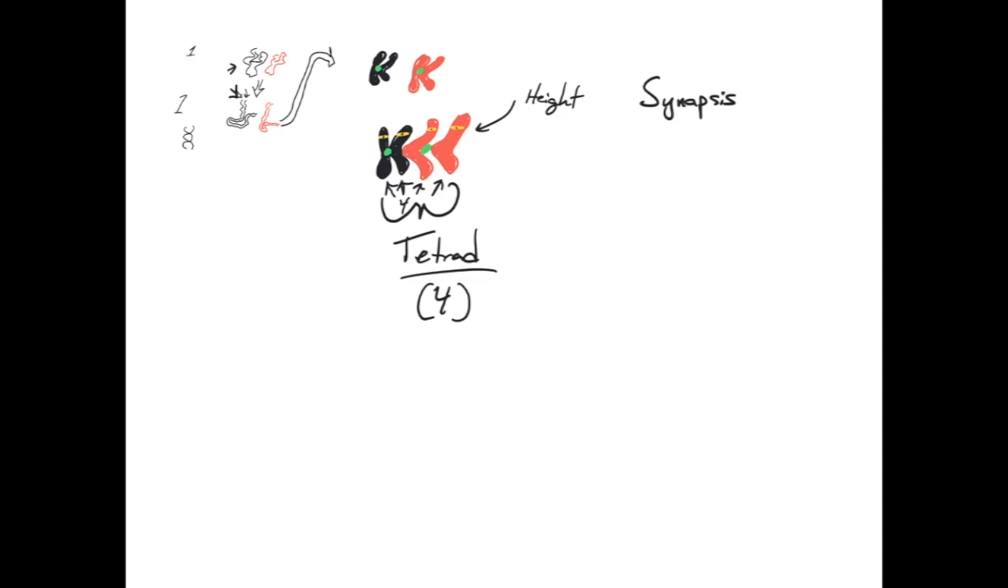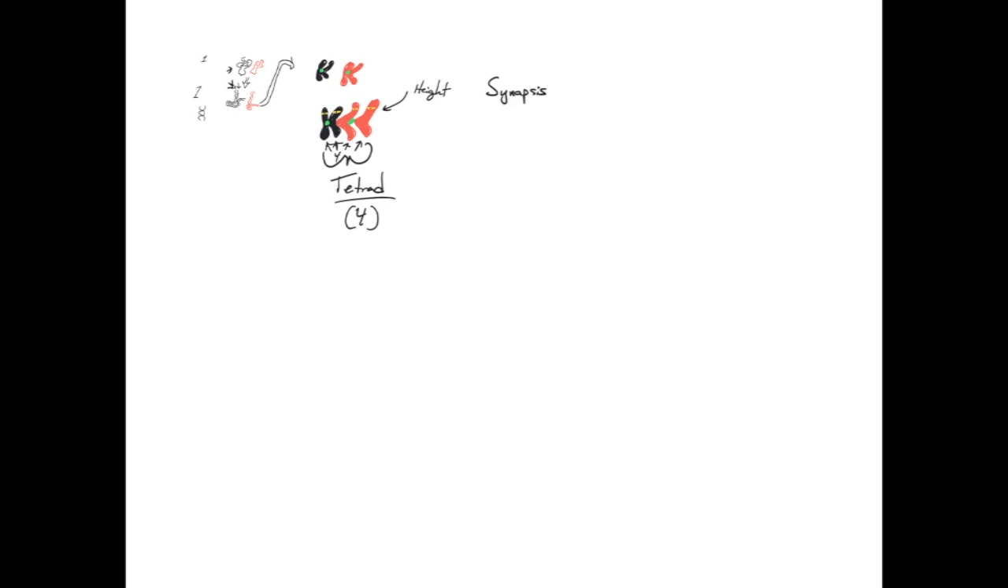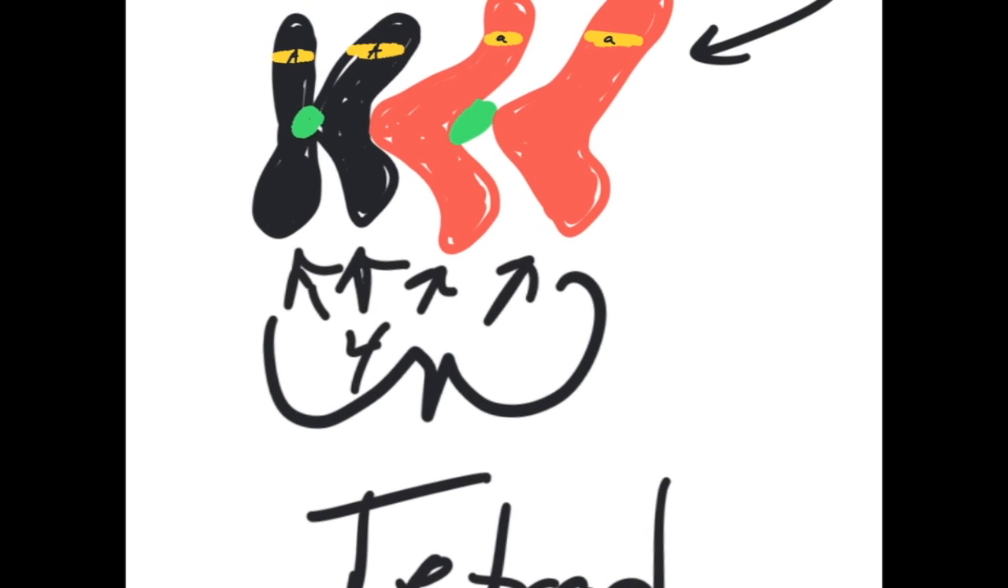So the next thing that happens during prophase, all of this is happening in prophase one, the first prophase. Wherever they touch, they can cross over. So this part can switch. What can happen is that this part of the chromosome right here can switch with this part of the chromosome right here. Isn't that interesting? So there are consequences to this switching.